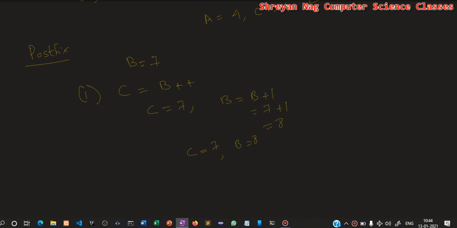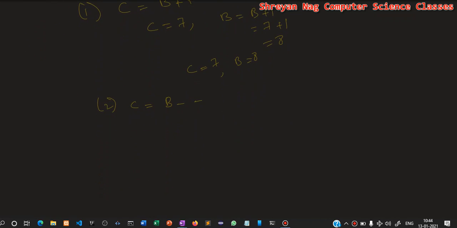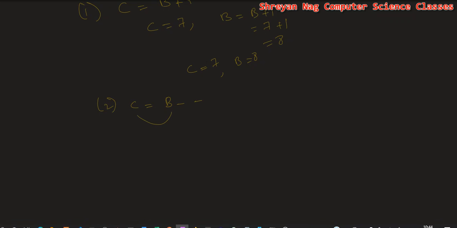Let us look into another example. C equals B minus minus. B holds a value of 7. So first of all, B will be stored inside C, so C will become 7, and then B is written as B equals B minus 1. So 7 minus 1 equals 6. So B equals 6. So the values of C and B are 7 and 6 respectively.